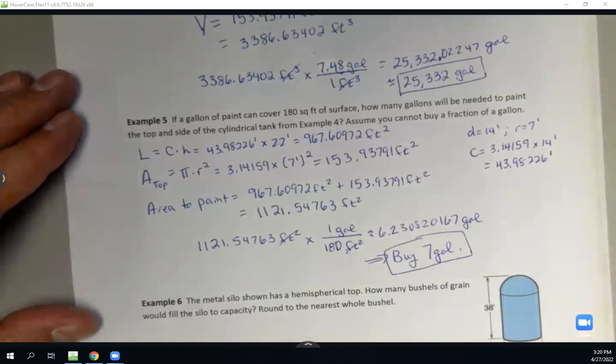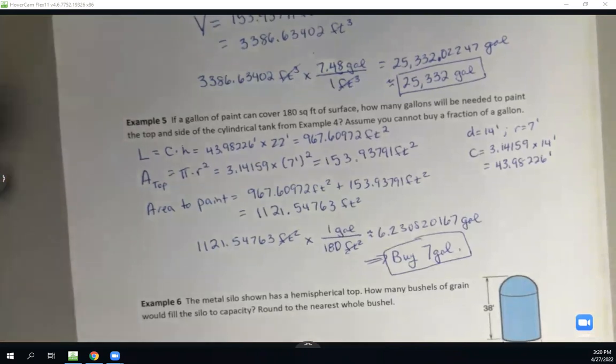Does that make sense? We can't just use normal rounding rules, right? Because if we use normal rounding rules, we'd have only 6 gallons and we'd run out of paint before we got the last little bit painted. Okay. Too terrible?